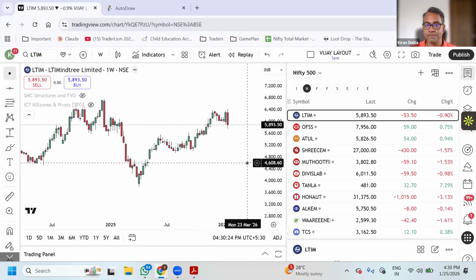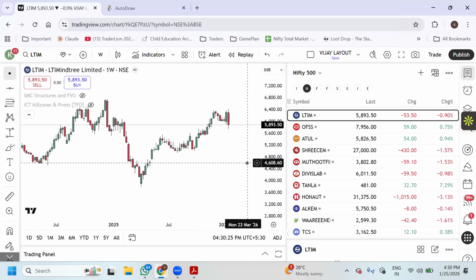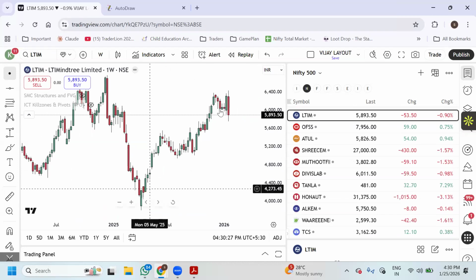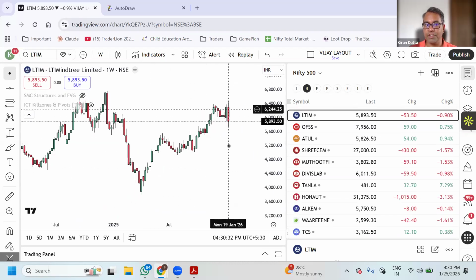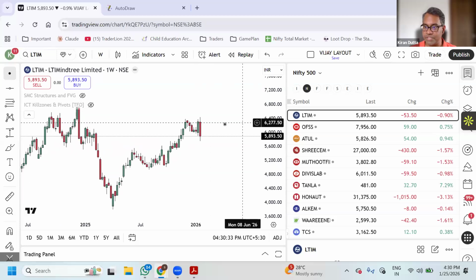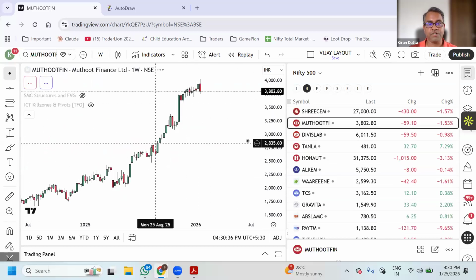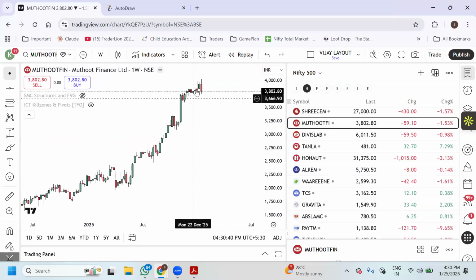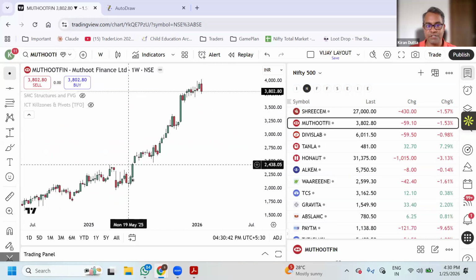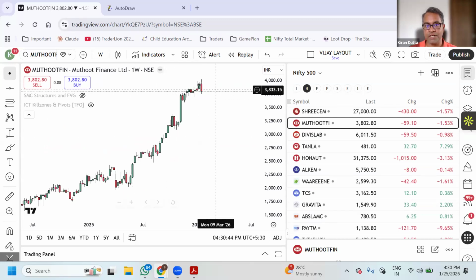LTI Mindtree. Consolidation. Very good. It had an upward movement, but it is consolidating a little bit here, and we are not able to figure out which direction it will go, right? Muthoot Finance. Upward, very good, right? In the upward move there is consolidation here. See, it started at 2200 and went up to 2800, right?